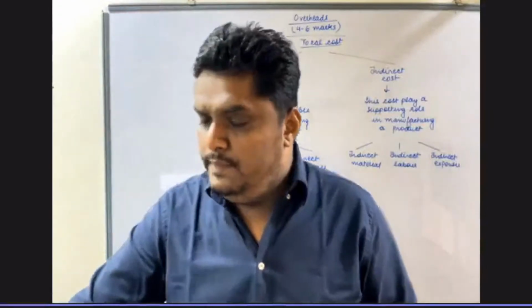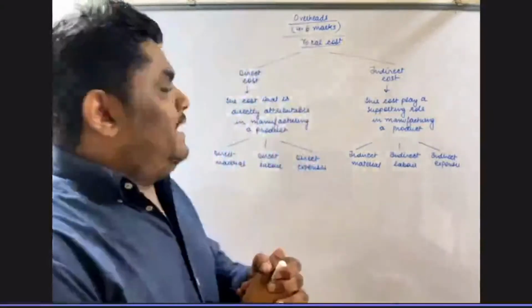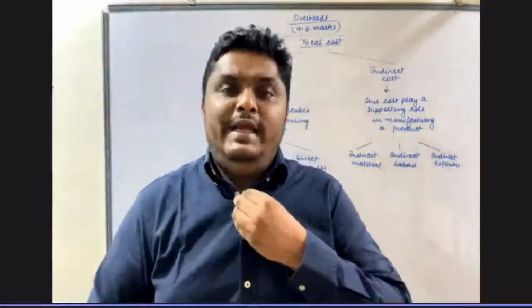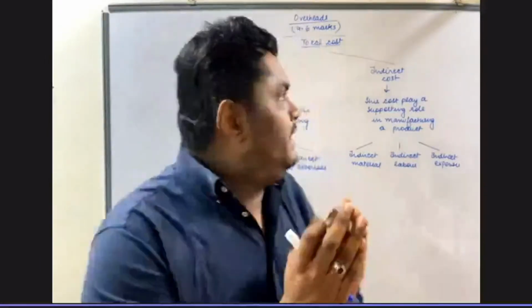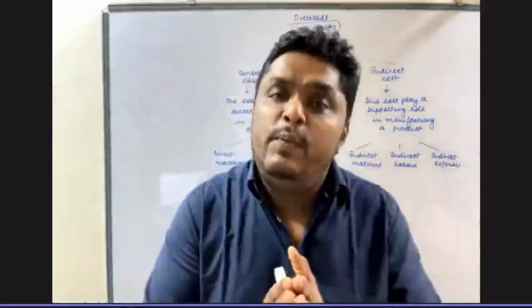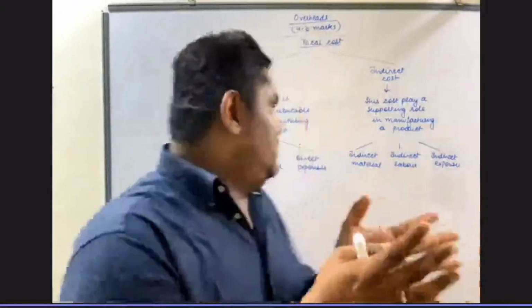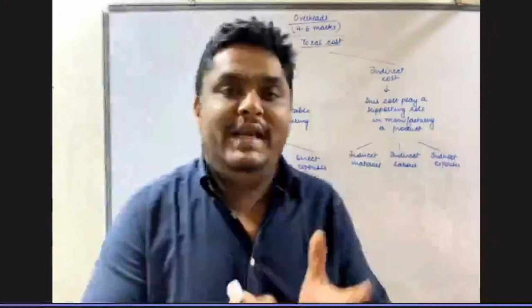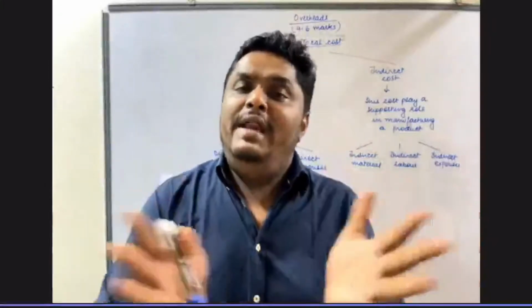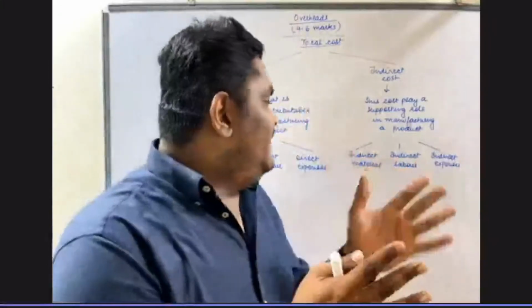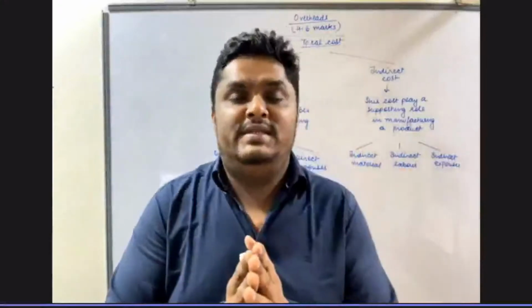So direct cost is the cost that is directly attributable in manufacturing a product, and indirect cost is the cost that plays a supporting role in manufacturing a product. Direct cost can be direct material, direct labor, and direct expenses. And indirect cost can be indirect material, indirect labor, and indirect expenses.